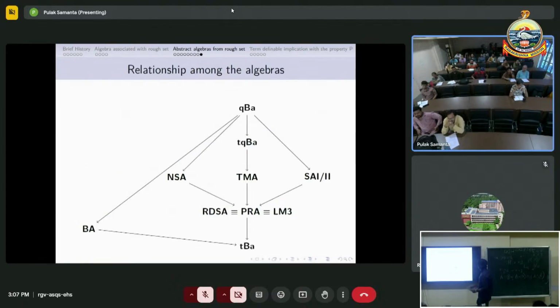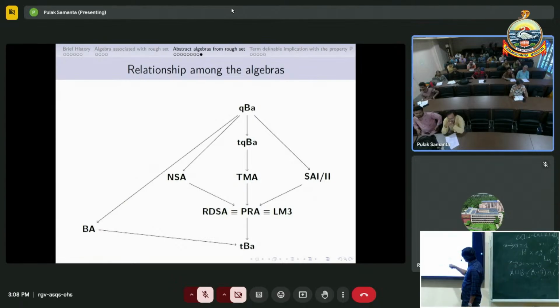Now come to this. Here this is PRA, which is the model of this approximation space algebra. This is the quasi-Boolean algebra, the reduct of this approximation space algebra, the abstraction. Then this is the topological Boolean algebra. This is the Łukasiewicz-Moisil-Monteiro algebra. This is the regular double Stone algebra, and this is topological Boolean algebra, Boolean algebra, and this is our system 1 and system 2 algebra. Now in this figure, going downwards means we have some more restricted structure.